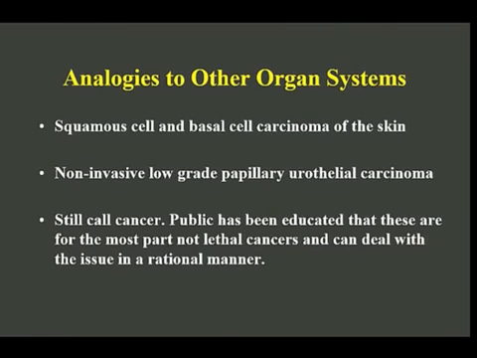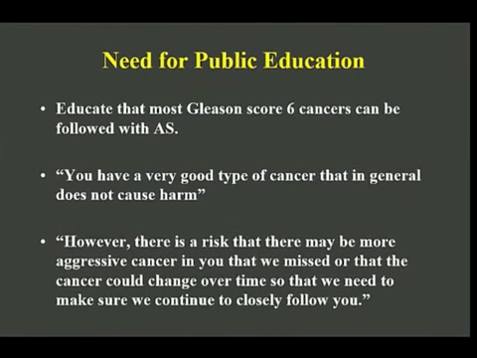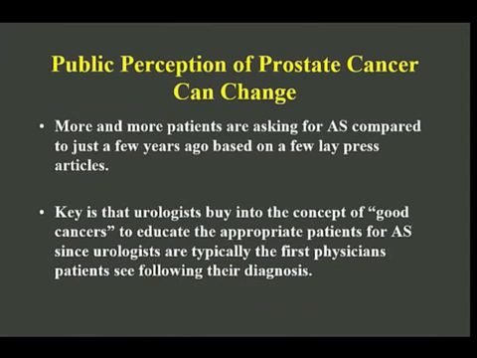So I think the answer is we still call them cancer, but the public has to be educated that Gleason 6 are, for the most part, not lethal cancers, and then hopefully they can deal with that in a more rational manner. I think the key thing is a need for public education. Educate patients. Gleason 6 cancers can be followed in large part with active surveillance. Tell patients you have a good cancer, but we have to follow it because in some patients, we may have missed that more aggressive cancer or the cancer can change over time. So we need to make sure that you continue to come closely for follow-up.